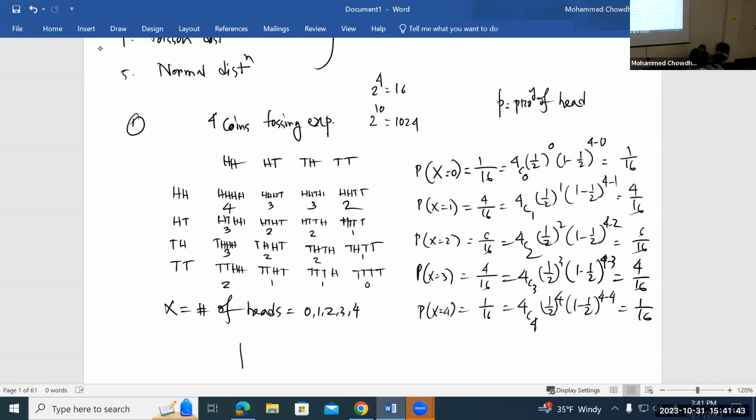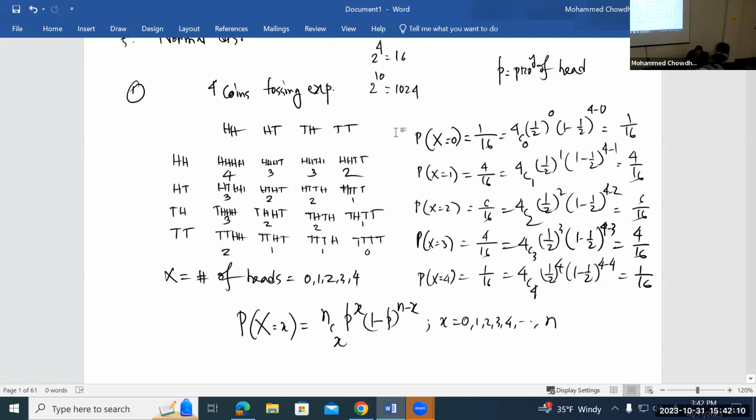So now the general formula is: P(X = x) equals nCx, p to the power x, 1 minus p to the power n minus x, and x equals 0, 1, 2, 3, 4 up to n. Clear? So that is the formula. This is the formula.